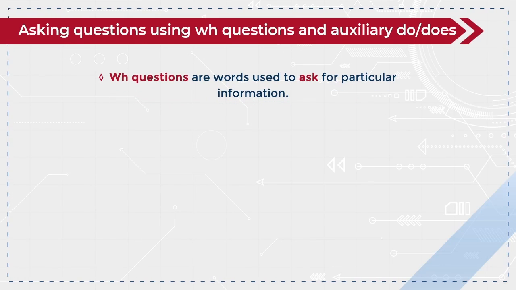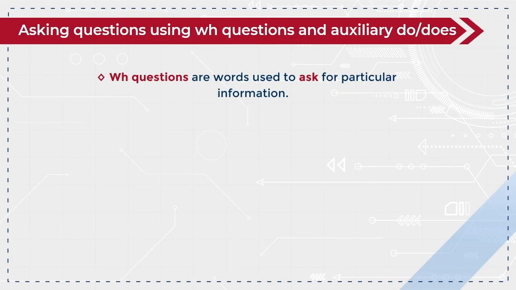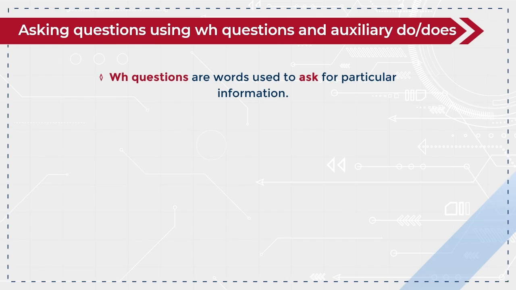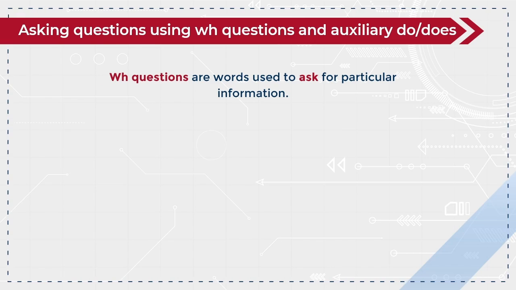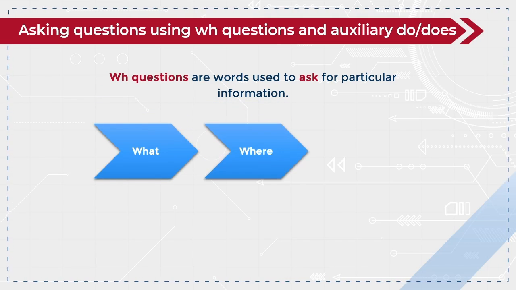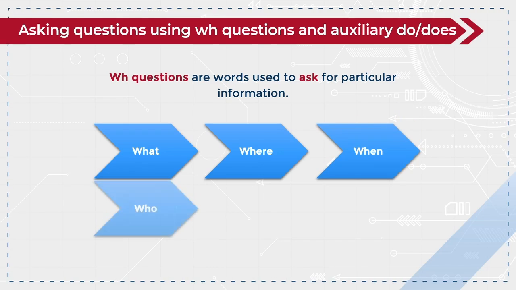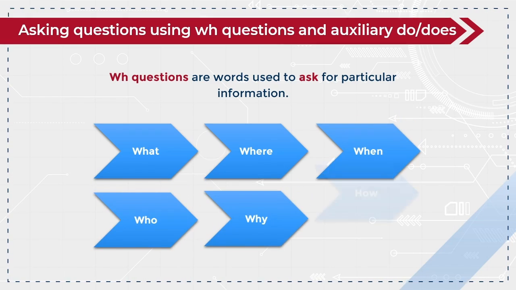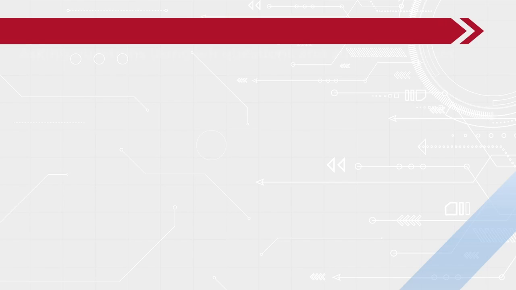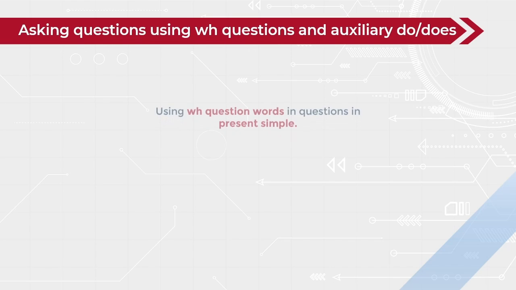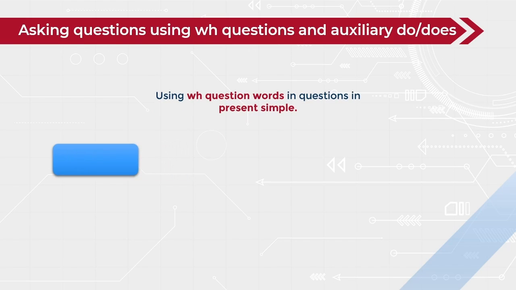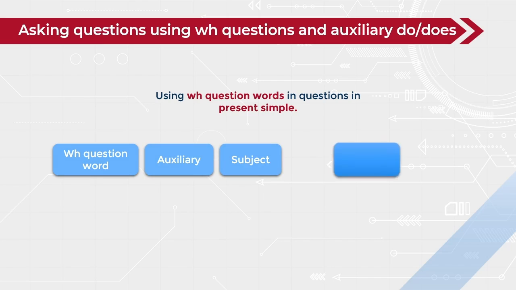Five. WH questions are words used to ask for particular information. The most common WH questions are what, where, when, who, why, and how. When we ask questions in simple present tense using WH questions, we simply start by adding the WH question word, then the auxiliary, the subject, the verb, and the complement.